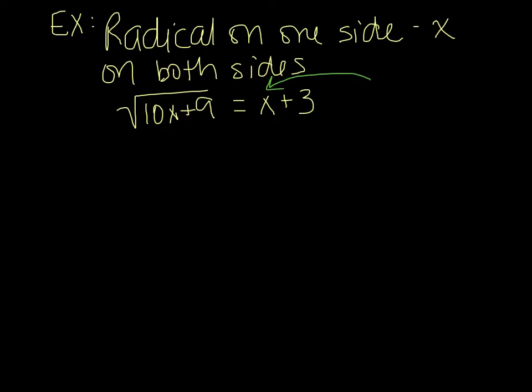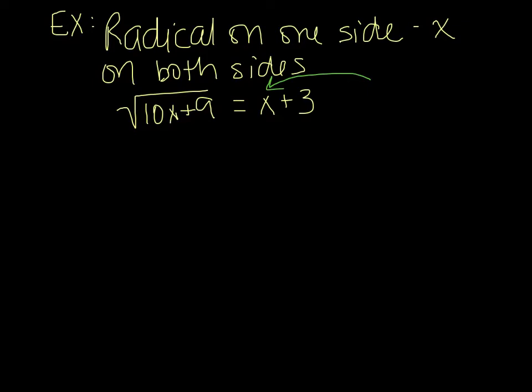So when you go to solve this problem, you're going to do the same thing that we've been doing with our steps so far. You're going to isolate the radical or the rational exponent. We have a radical in this case, and then you're going to raise both sides to a power that will eliminate the radical.